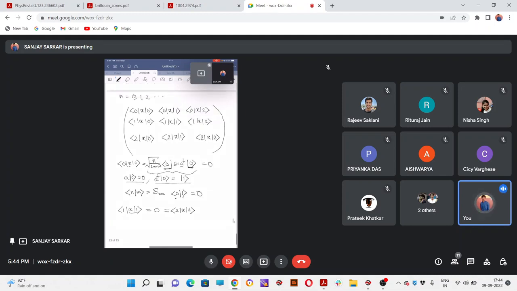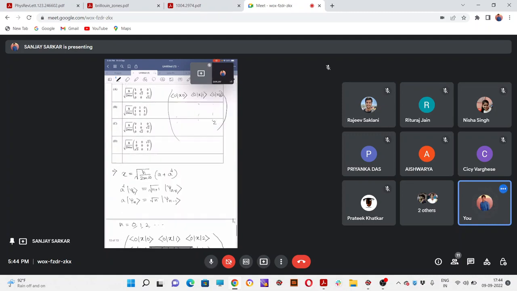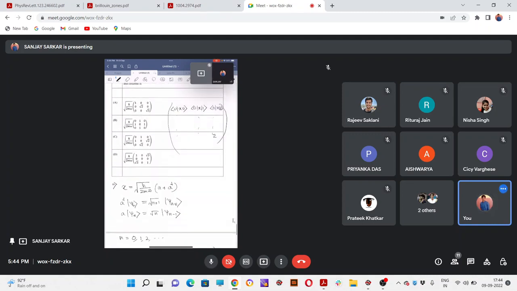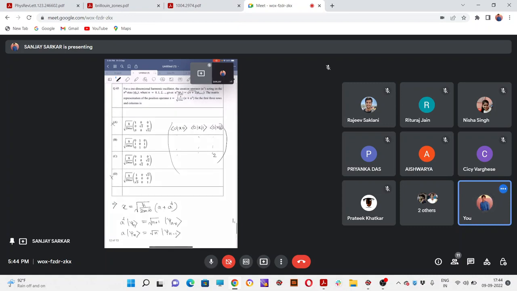So all the diagonal elements should be 0. Since in option A and option D all the diagonal elements are not 0, we can rule out option A and option D. Only option B and C can be correct.